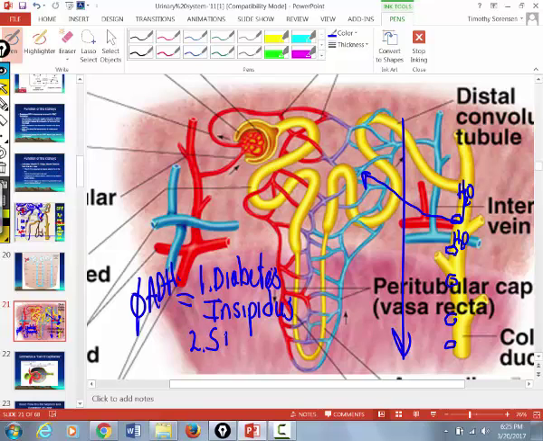The other one is where you have too much ADH, and that is called syndrome of inappropriate ADH. Too much ADH. So they're not peeing much at all. And what's happening to their blood volume? It's really high. So what's going to happen to their blood pressure? Way up. Do you follow this?